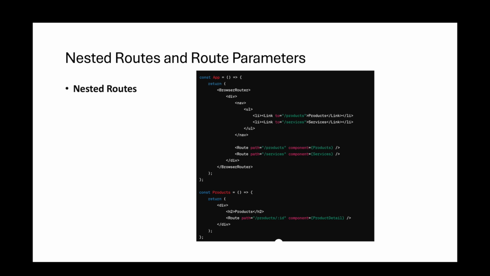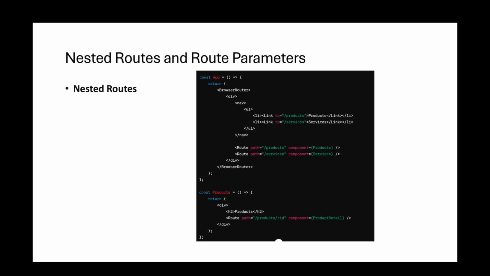Nested routes and route parameters. Nested routes. React Router allows you to define nested routes by nesting Route components within each other. Nested routes are useful for organizing and structuring complex applications with multiple levels of navigation.